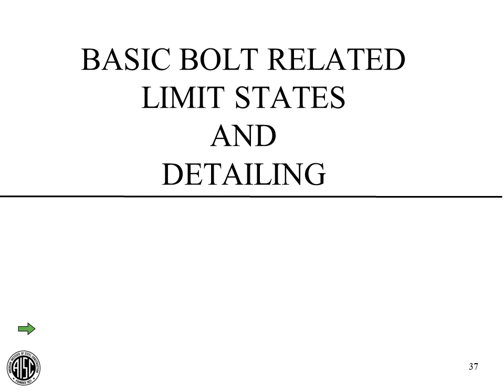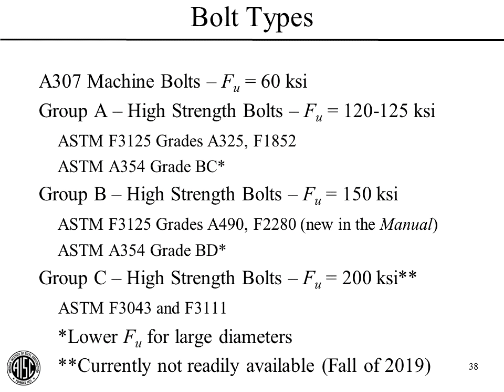Okay, so let's talk about basic bolt-related limit states and detailing. What are the kinds of bolts that we see in the AISC manual? First, we have A307 machine bolts. They have a tensile strength of 60 KSI.